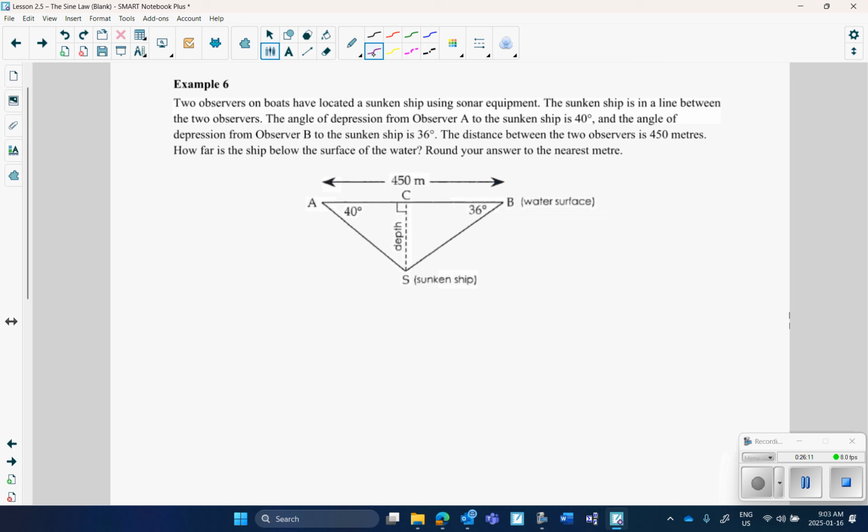The distance between the two boats on the water is 450 meters. How far is the ship below the surface of the water? So we want to find the depth, and we're asked to round to the nearest meter. So somehow we need to find, this is our ultimate goal, the depth, which I'll just call D.